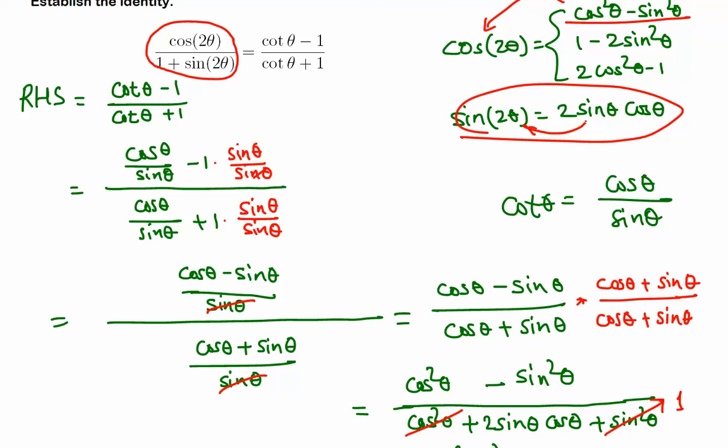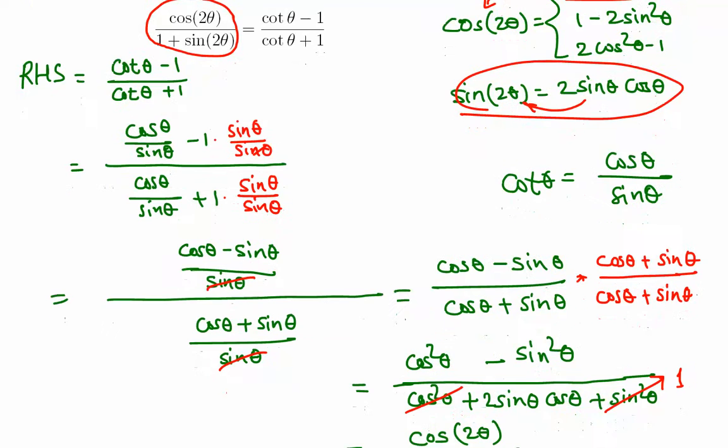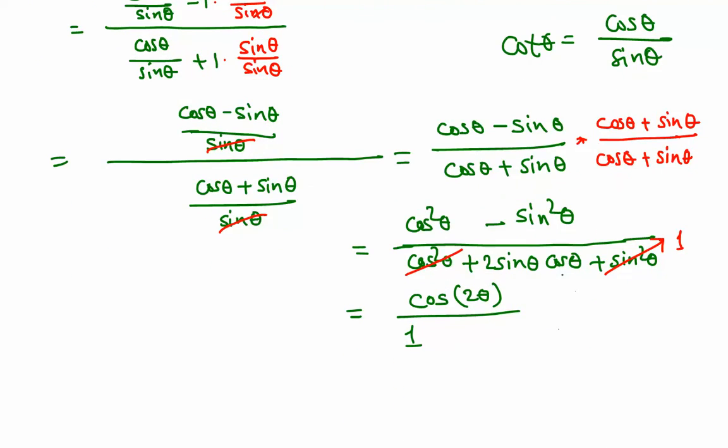By the way, 2 sine theta cosine theta is sine 2 theta. So that's plus sine 2 theta. And if you go up and see, this is the left hand side.